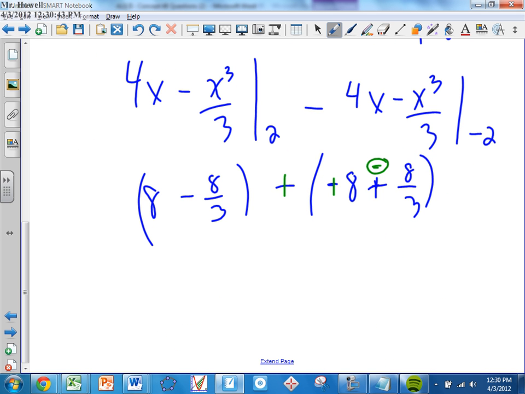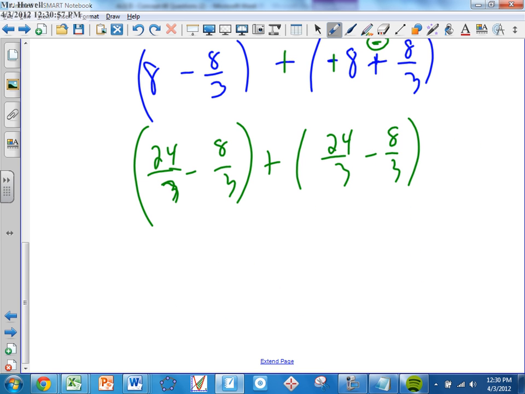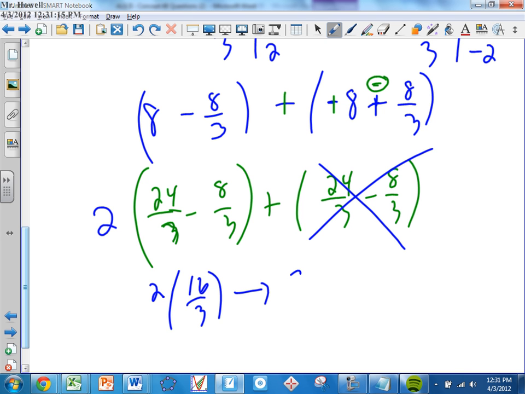Right? 8 minus 8 thirds. Rewrite 8 as 24 thirds, please. Now, do I have to really do this twice? No. What can I really do instead? Since they're the same, get rid of this half and just put a 2 out in front over here. Since these things are identical, you're really adding them. 24 minus 8 is 16, so it's 2 times 16 over 3, which is really 32 thirds.